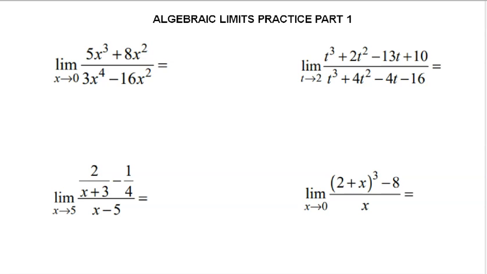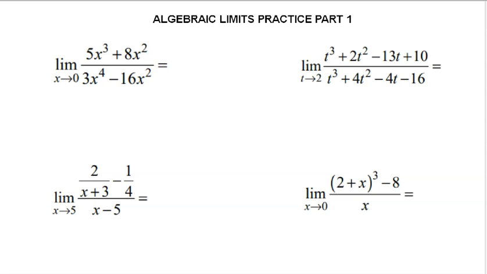So in this video we're going to do practice about algebraic limits. We're going to solve 8 problems involving the algebraic methods that we need to apply whenever we try to plug in at a discontinuity.